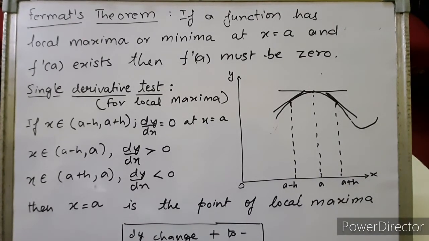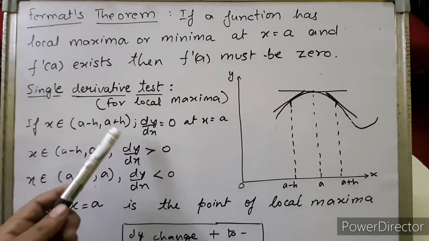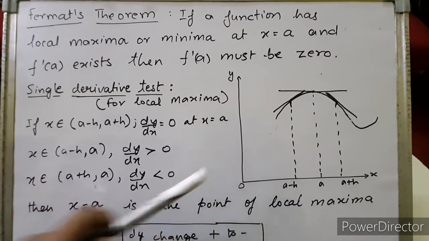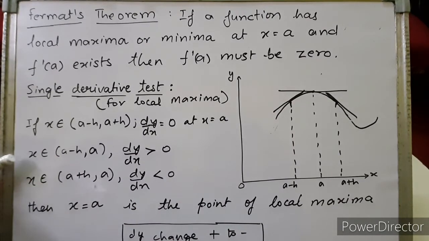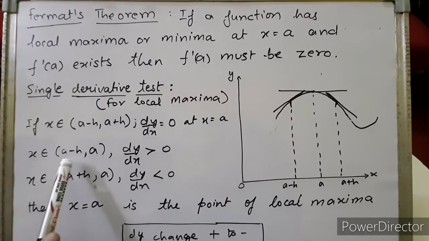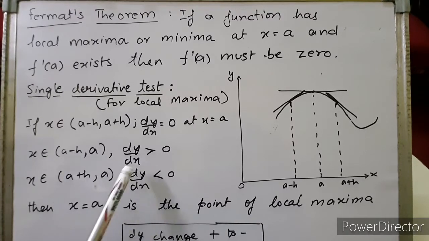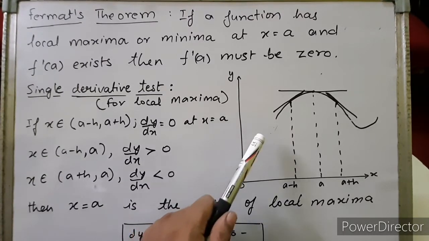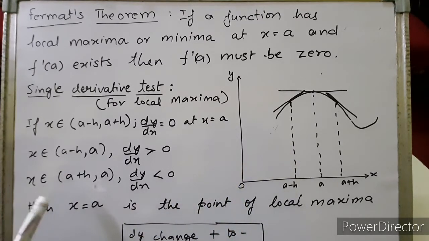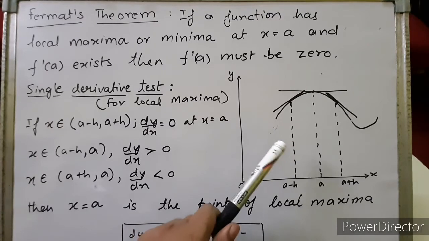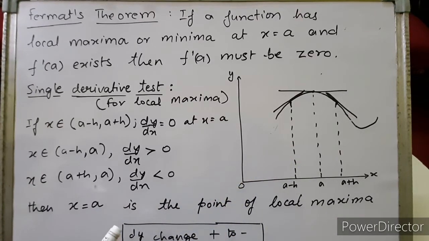Right. Let's discuss here. We can say that the derivative dy by dx is 0 at x equals a. When the value of x is going from a minus h to a, the derivative is greater than 0. I have discussed that the slope of the tangent is positive here. And when the value of x is moving from a plus h to a, the derivative is negative. That means the slope of the tangent is negative. So we can say that x equals a is the point of local maxima. Right children? Please note down.